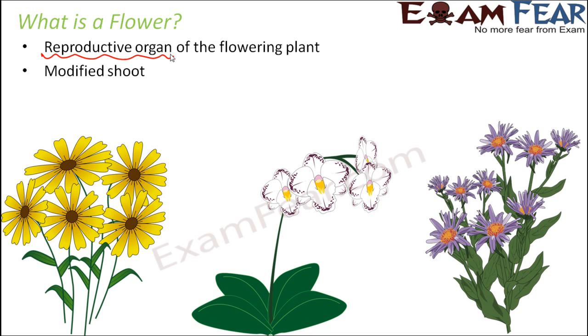Flower is nothing but a modified shoot. So a shoot gets modified, like how we were talking about leaves getting modified to form spines in case of cactus. Similarly, flower is nothing but a modification of the shoot. So basically, if you see, this is the stem of the plant, the entire shoot system, right? This shoot itself gets modified to form a flower. So flower is a modified shoot. This is something very, very important to remember and to note.